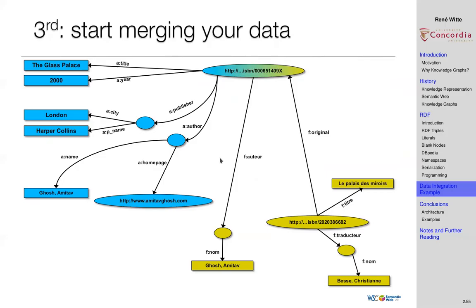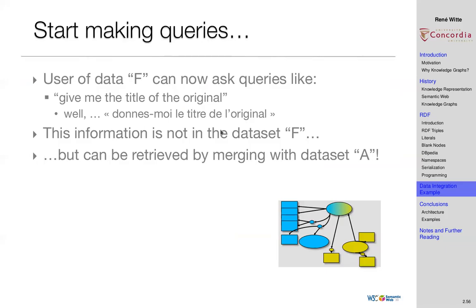So now you might wonder, okay, so what? Well, now we can query this graph. We can ask questions to the graph. For example, we can ask, what is the title of the original of the French version? If you look at the French dataset, it has the French title. The English dataset has the English title, but we cannot answer this question by either dataset alone. But now by merging these two together, we can answer this question. We can give the title of the original of the French title.